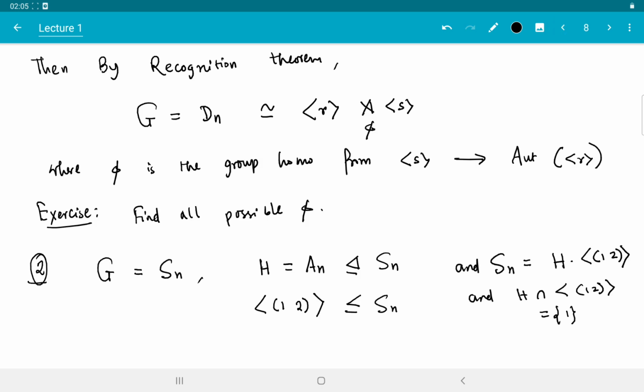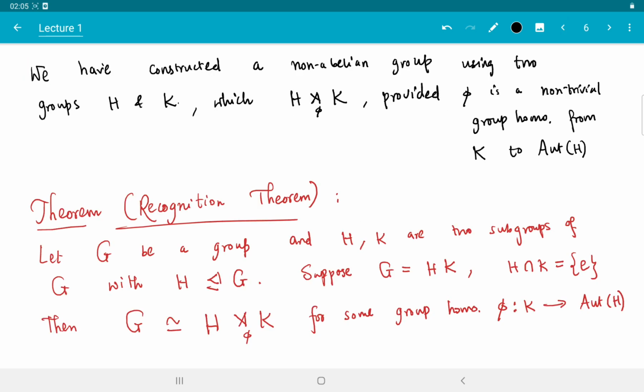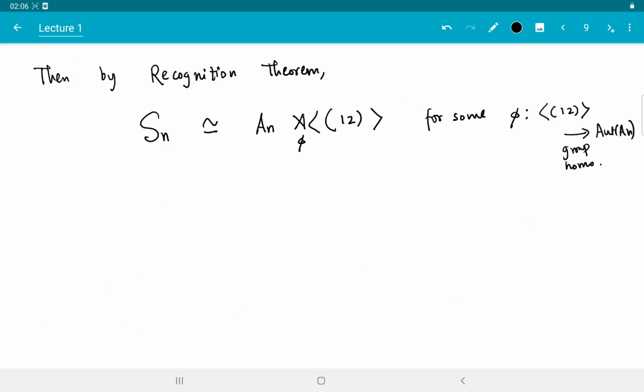So it is the basic concept of the semi-direct product of two groups H and K, and in the next lecture we will see some more theorems and applications of the semi-direct product of the two groups H and K. Okay, so thank you.